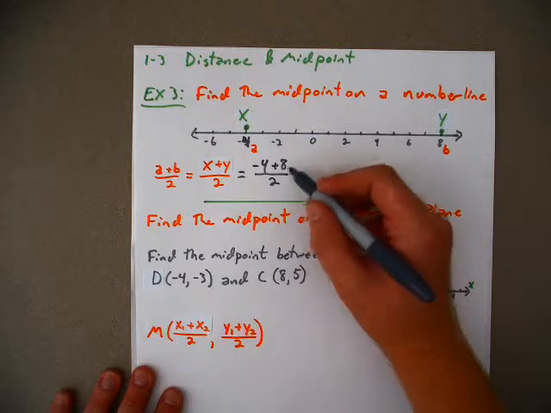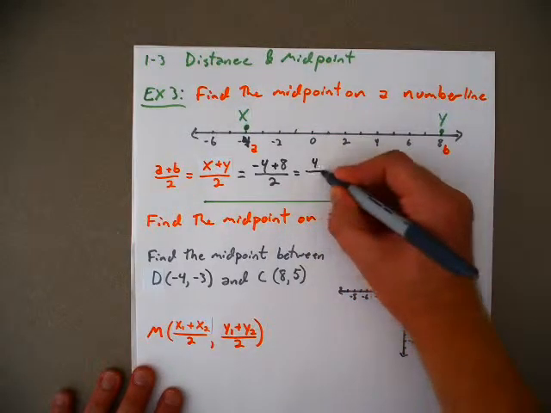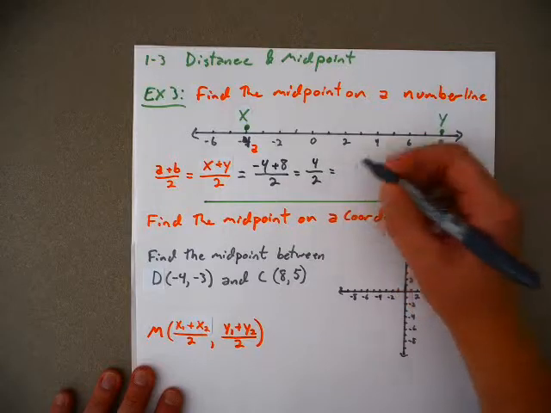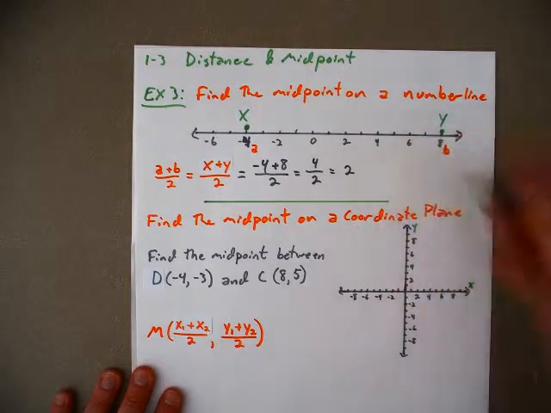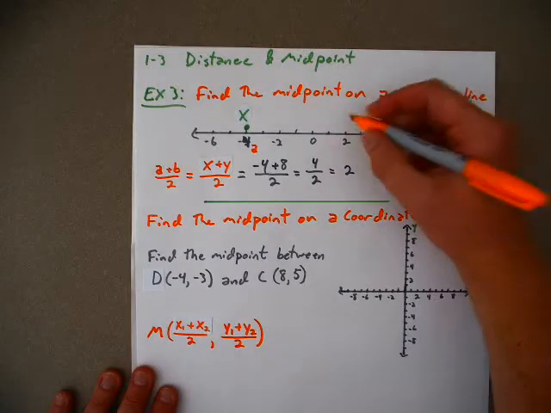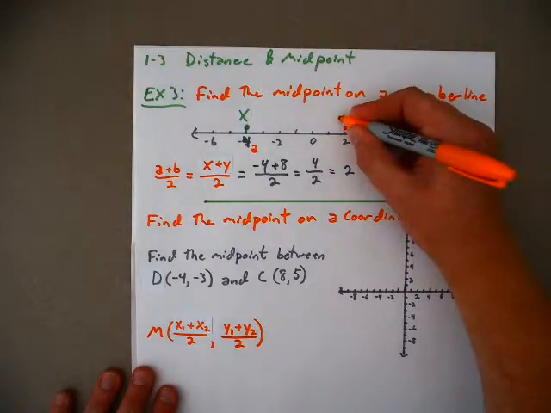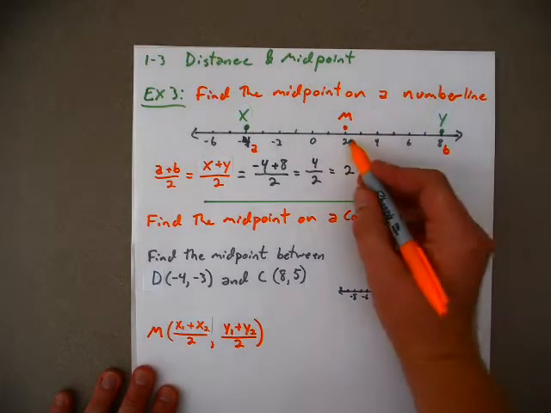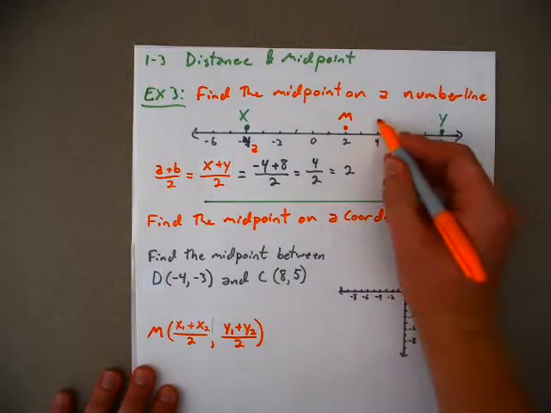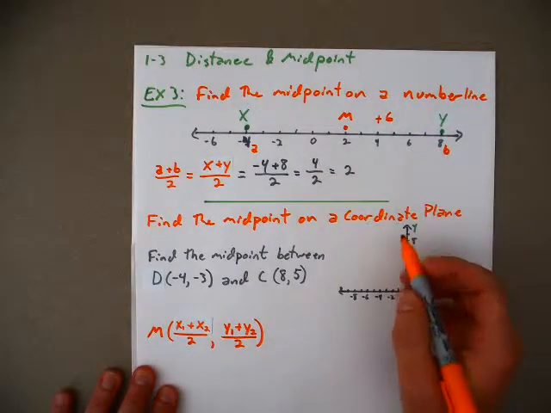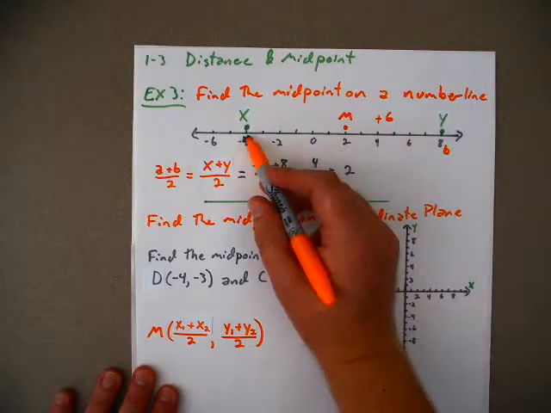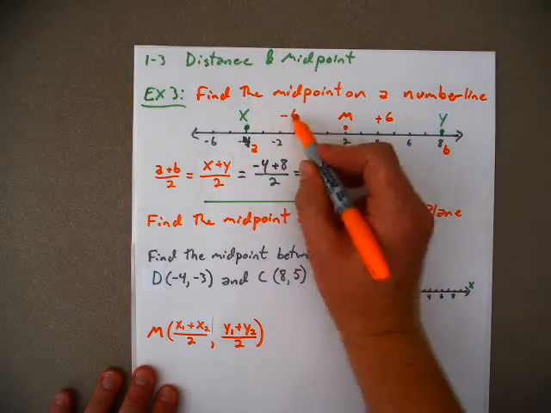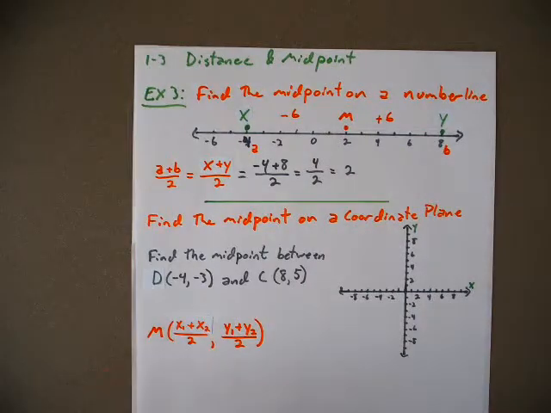So -4 plus 8 is +4, and 4 divided by 2, of course, is 2. So our midpoint, and we can call this M, is going to be right here at 2. And you can check, because to go from 2 to 8, that is +6 units, and to go from 2 to -4, that is -6. So the absolute value should be the same going up or down. I find that to be fairly easy.